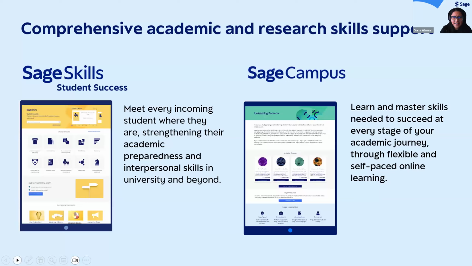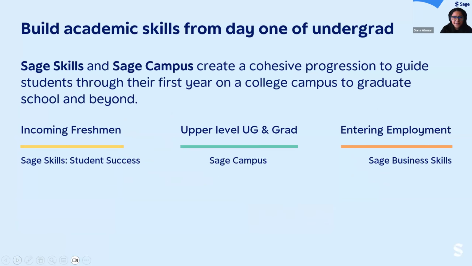On the next slide is a little bit more of a high-level scope of what those resources that Tom has contributed to really cover. Building skills that traverse the undergraduate journey from day one and beyond are the areas of specialty for Sage Skills and Campus. They offer a cohesive, really progressive and scaffolded approach to learning critical skills that are useful from, again, the student's first year at college to later years in graduate school and even in the workplace.